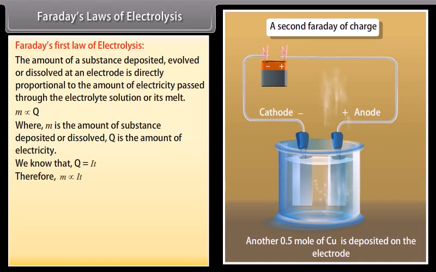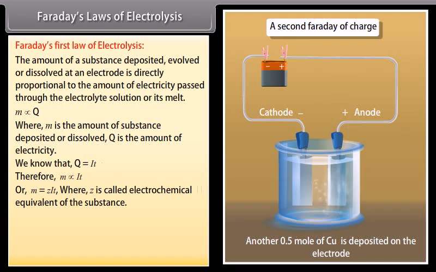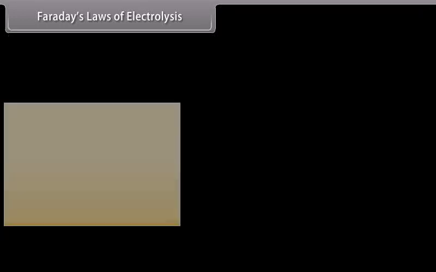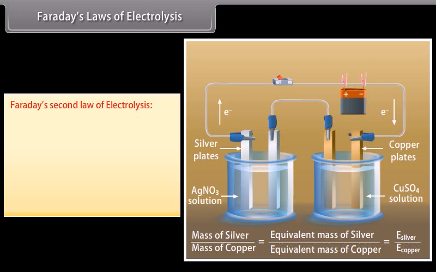We know that Q is equal to I t. Therefore, M is directly proportional to I t. It can be written as M is equal to Z I t, where Z is called the electrochemical equivalent of the substance. Z is defined as the amount of the substance deposited or dissolved by passing 1 coulomb of electricity through the electrolyte melt or solution. Faraday's second law of electrolysis.